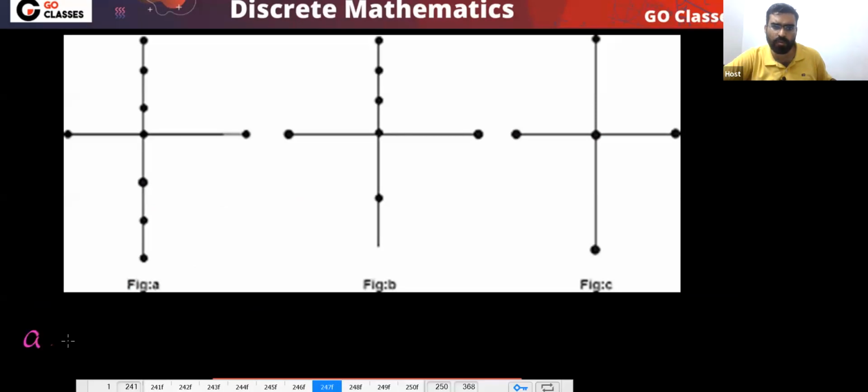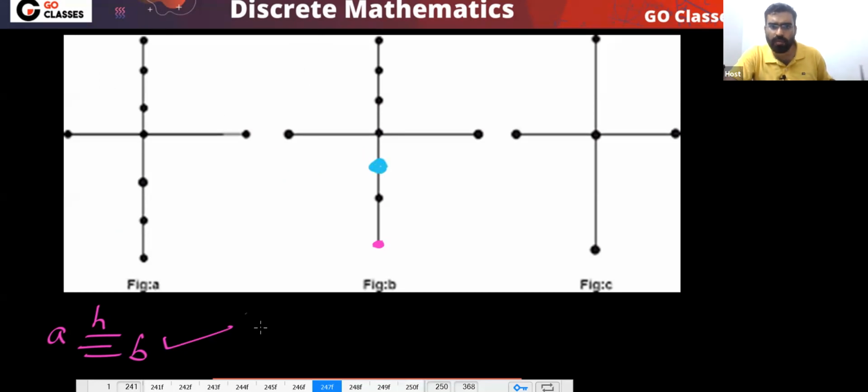Are A and B homeomorphic? Check it. Yes, they are homeomorphic, because if I do this subdivision, they will automatically become isomorphic. So yes, A is homeomorphic to B. This subdivision will give you the answer.